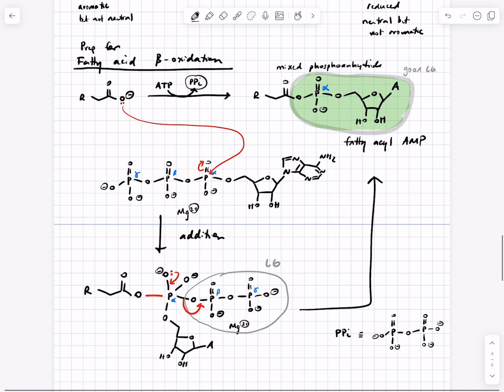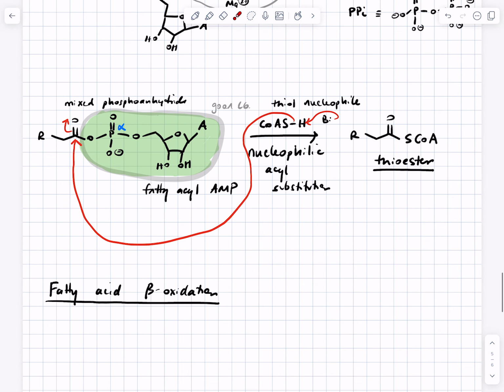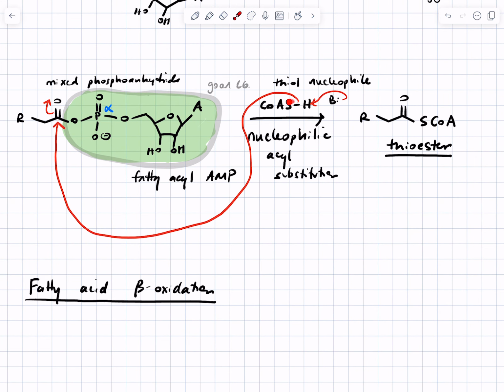So we've taken the fatty acid and we've prepped it for beta oxidation by first activating it as the AMP, the fatty acyl AMP, and then doing nucleophilic acyl substitution with the coenzyme A thiol to give you a thioester. Thioesters are great because they're pretty reactive, but they're also kinetically stable. So they can last quite a long time, but they still do acyl substitution chemistry really easily, and it's a convenient sort of placeholder for a really good leaving group.